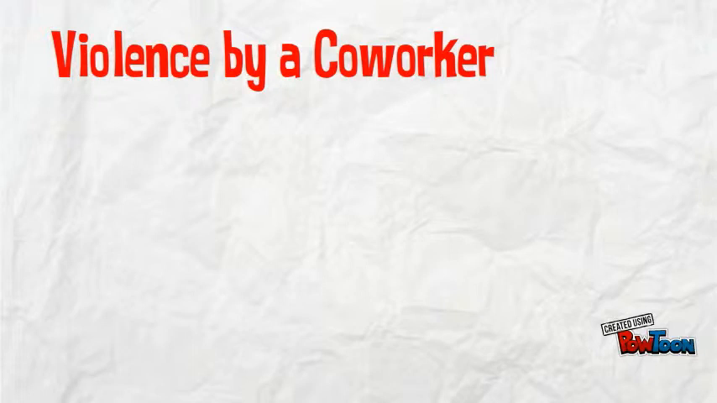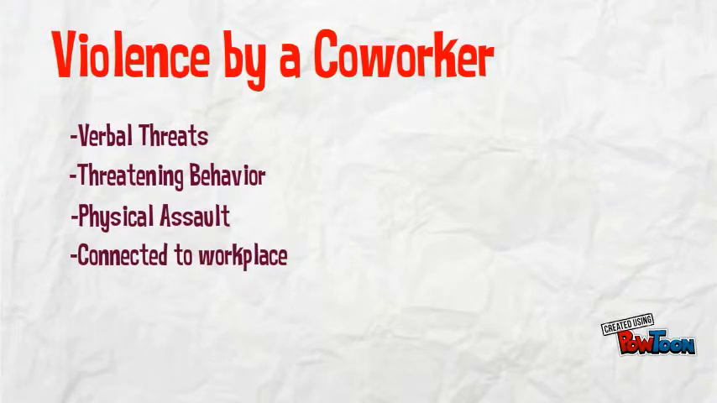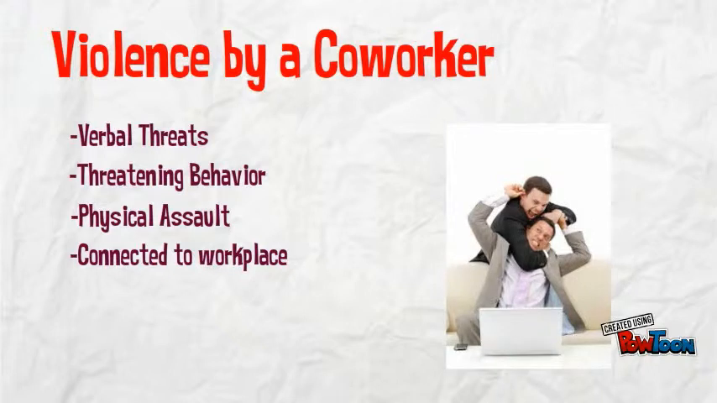The third type of violence is done by a coworker. It involves verbal threats, threatening behavior, or physical assault by someone who is connected to that workplace by their job. An example of this type of violence would be if a manager harmed an assistant manager, or vice versa.